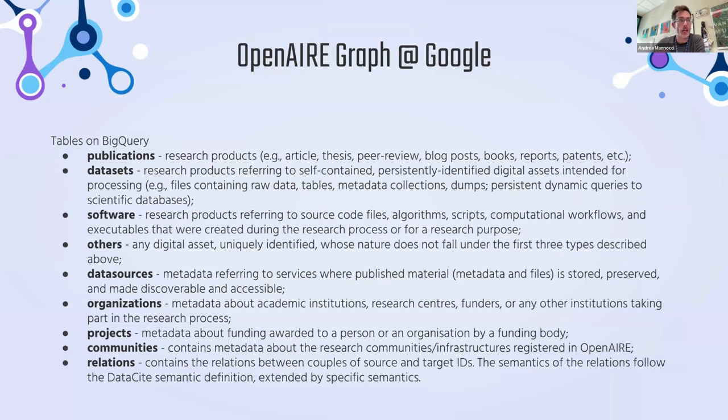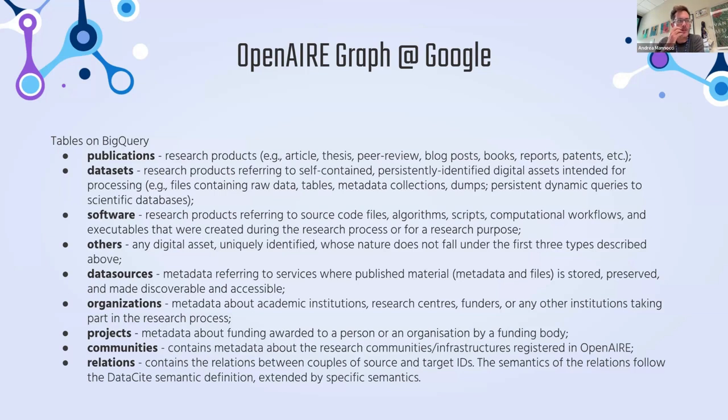Other, which I haven't used that much, to be honest, is a catch-all table that contains all other kinds of research products that do not fit in the previous three categories. Data sources contains metadata about the services the material was aggregated from. This is another one I don't use much for scientometric research; at least I didn't come up with two significant queries that involved this table. Then we have organization: academic institutions, centers, and other institutions that take part in the research process. And project: funding information, grants.